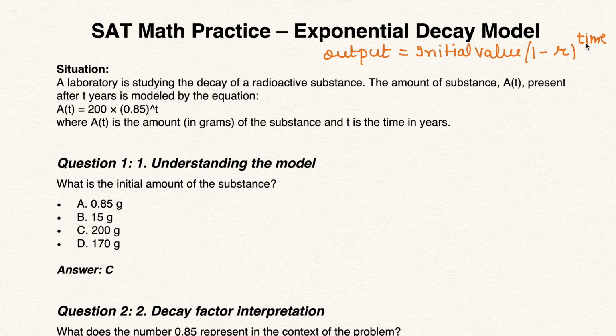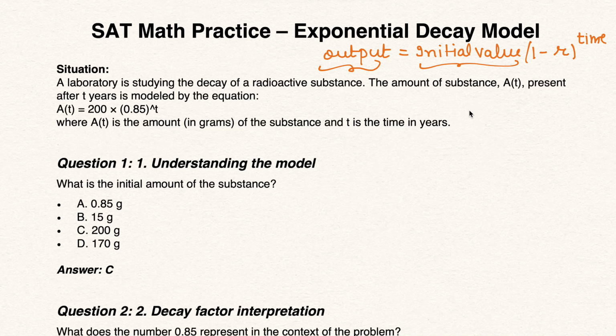Now, time here is input because that is your wish: how much time you want to do the experiment. And after that particular time, how much radioactive substance is left, that is output, right? For example, after 4 years or 5 years. And initial value means what amount of substance you took in the beginning when you started the experiment, right?